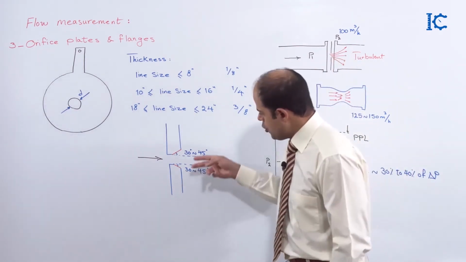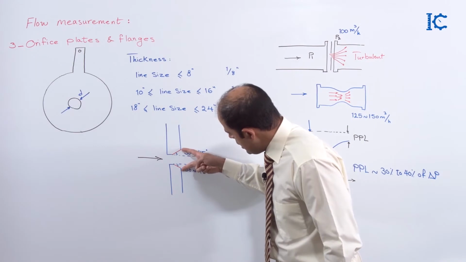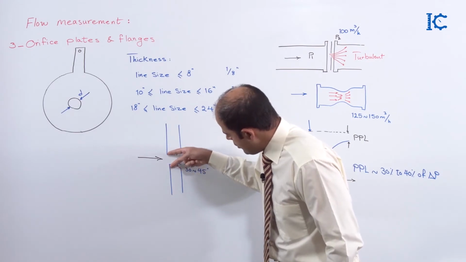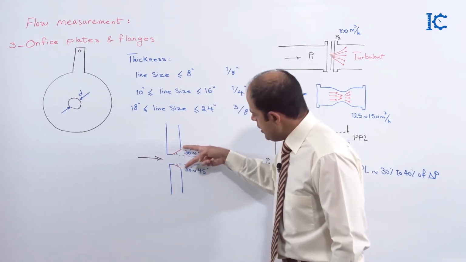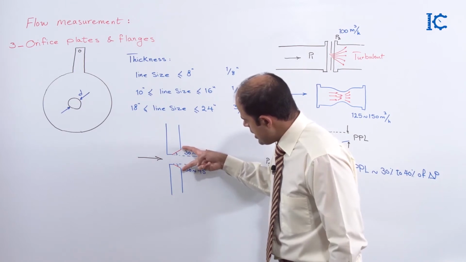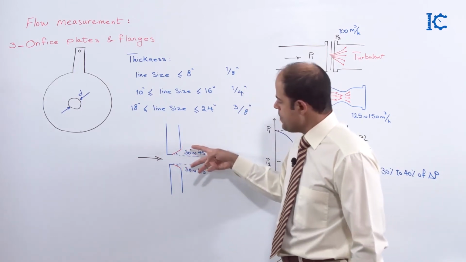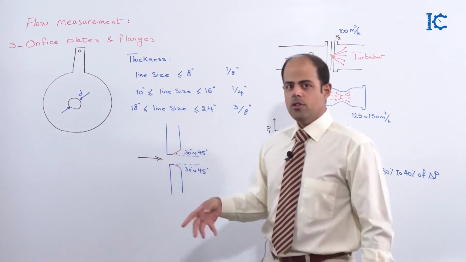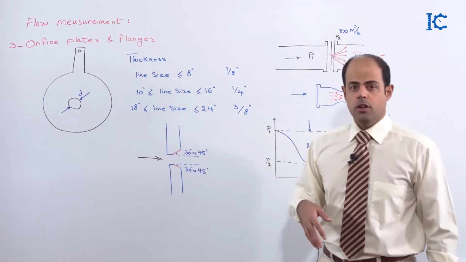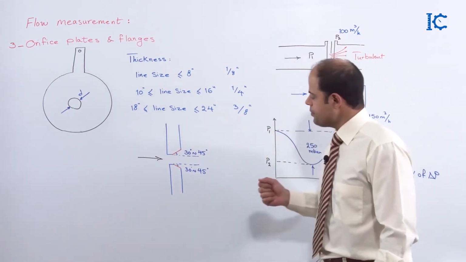Why? Because for sure the diameter here is greater than what you have here. So if you put this diameter in front of the fluid, for sure the delta P that you measure would be totally wrong.